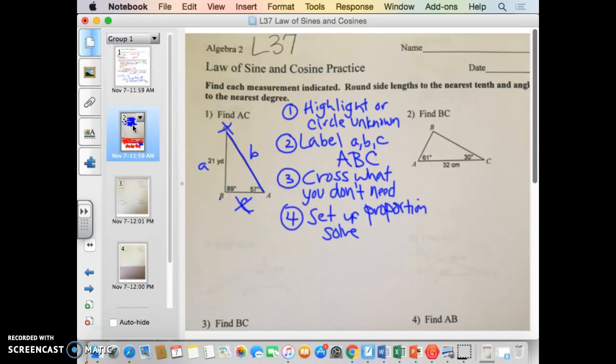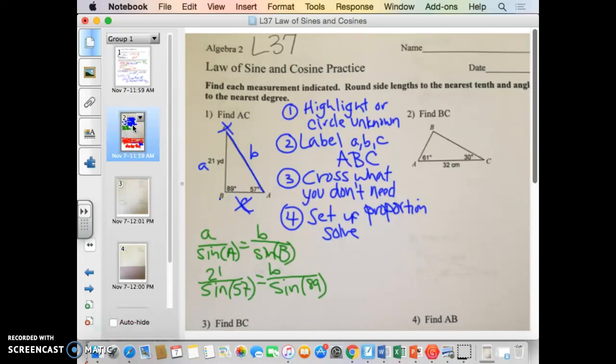Okay, so what do I mean by this? The proportion I'm going to set up is 21, or A over sine A equals little b over sine B. So, what am I going to replace A with? 21. Sine A is right here, sine of 57, equals, little b is what I'm looking for, over sine of 89. Right, so now you should notice that this is a proportion, so you're going to cross multiply, and then divide.